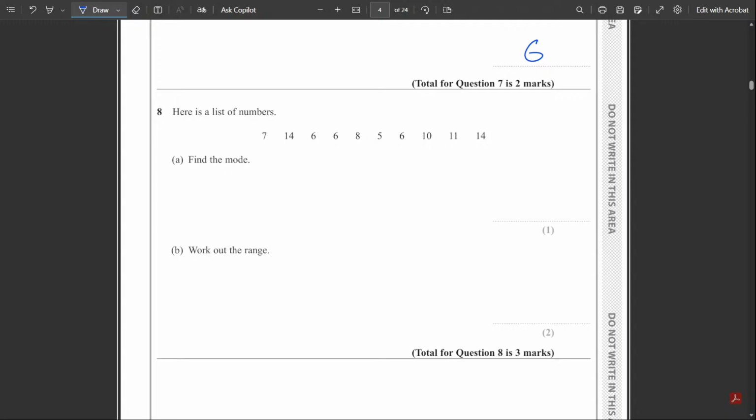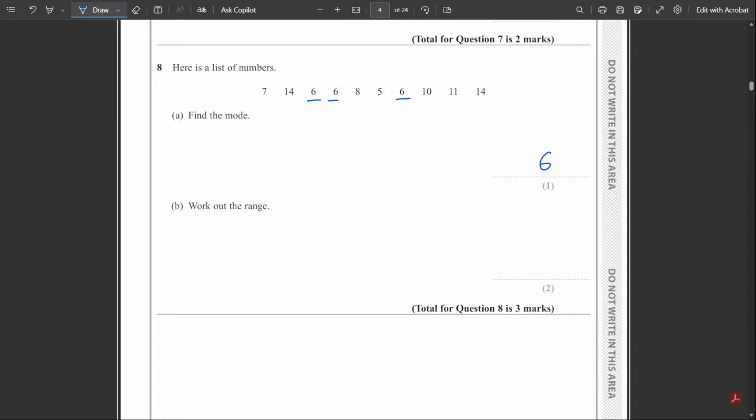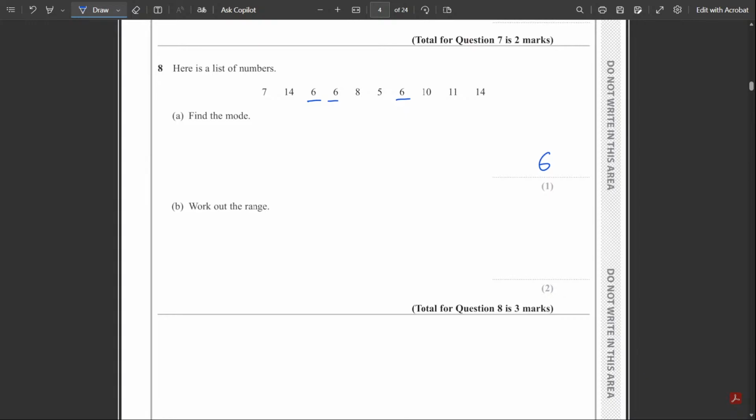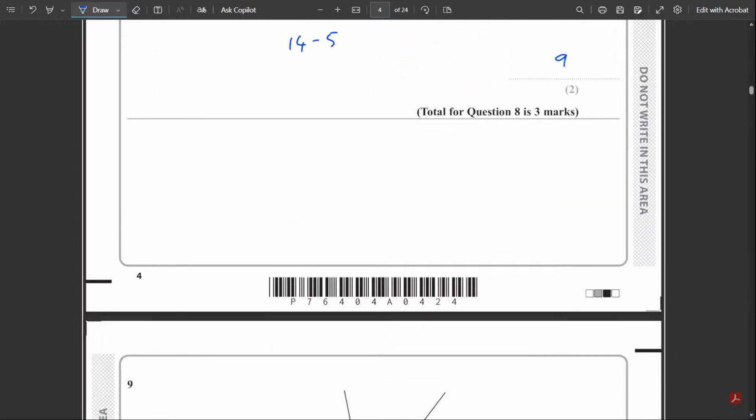Here's the list of numbers. Find the mode. Mode is the most common. We know the 6 appears 3 times, so the mode is 6. Range is the biggest number take away the smallest number. The biggest number here is 14 and the smallest number is 5. So we're doing 14 take away 5, that gives us 9.